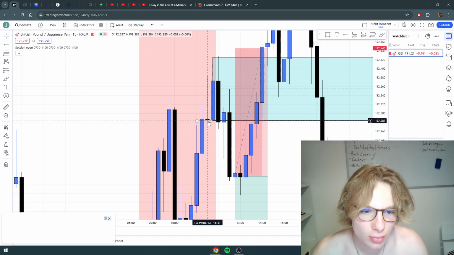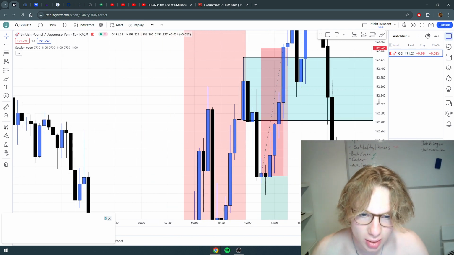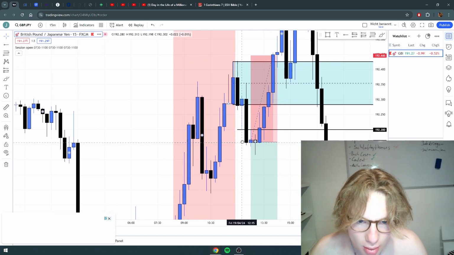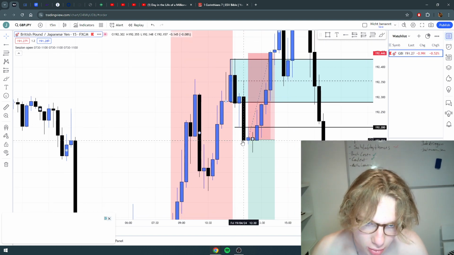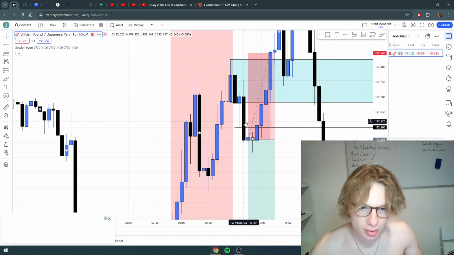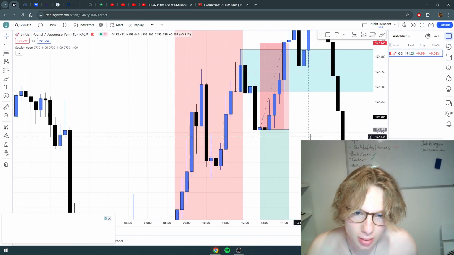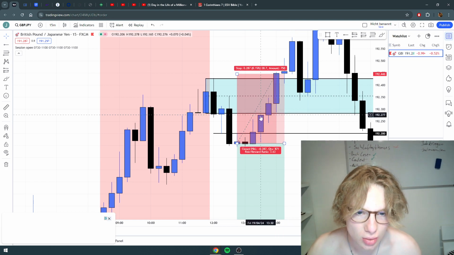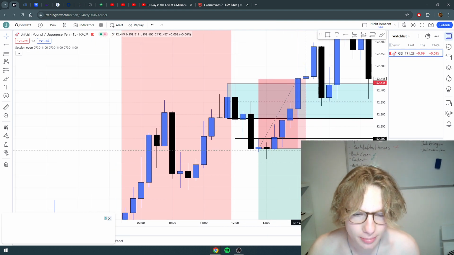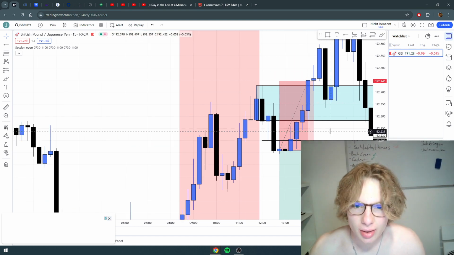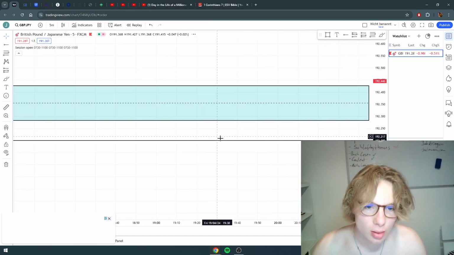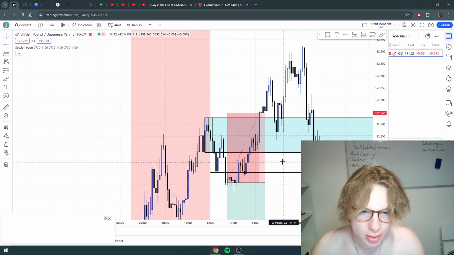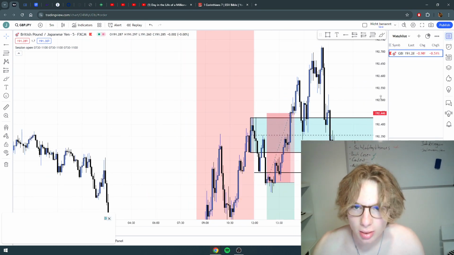But yeah, if I would have done that correctly, then my low would have been this, and then I would have had my break of structure to the downside here, and I wouldn't have entered here. Then I would have me going back into the order block at some point. But there would have never been a break of structure to the downside anyway here, and I would have just not taken a trade here.